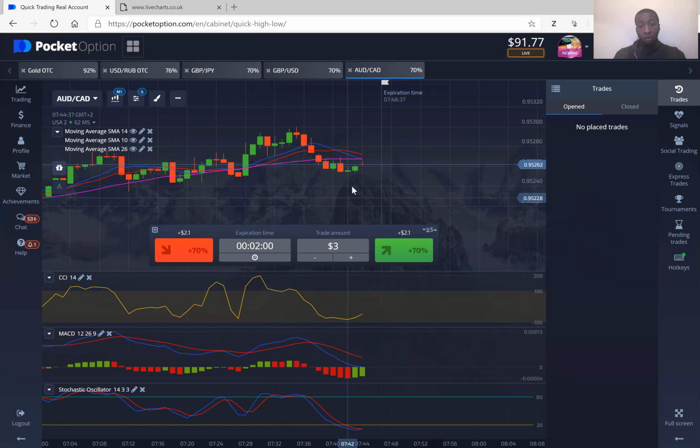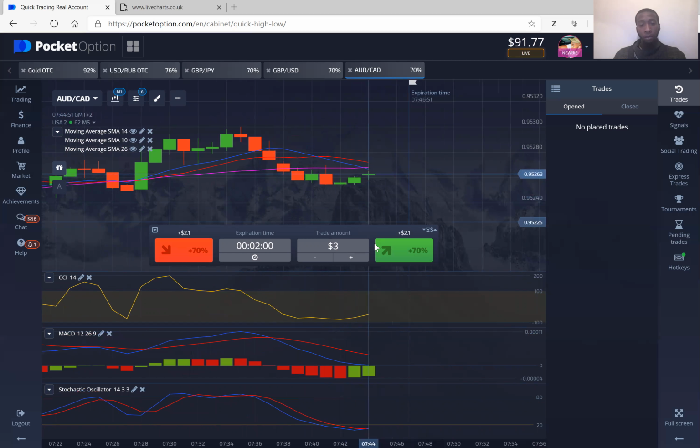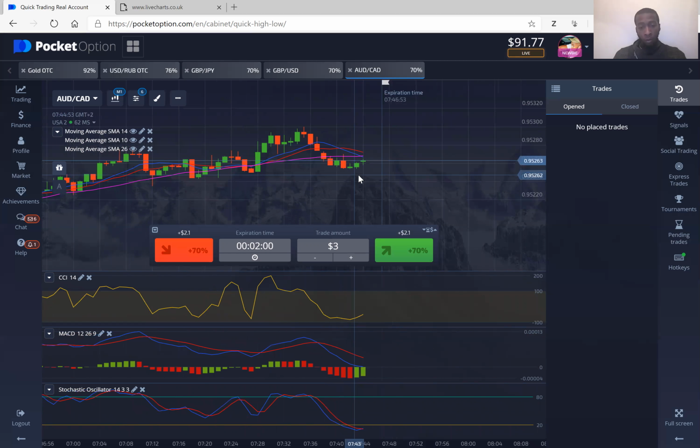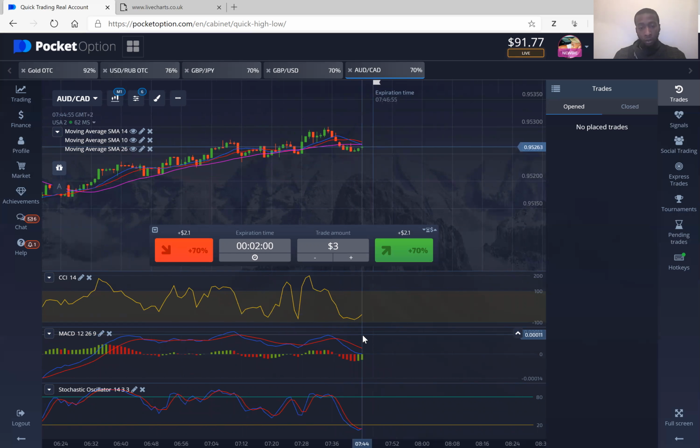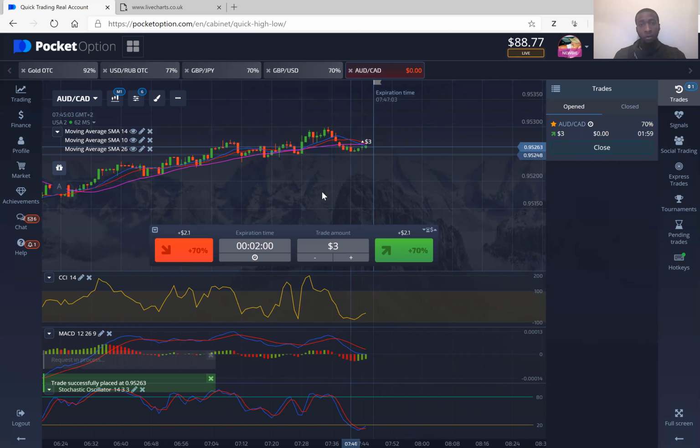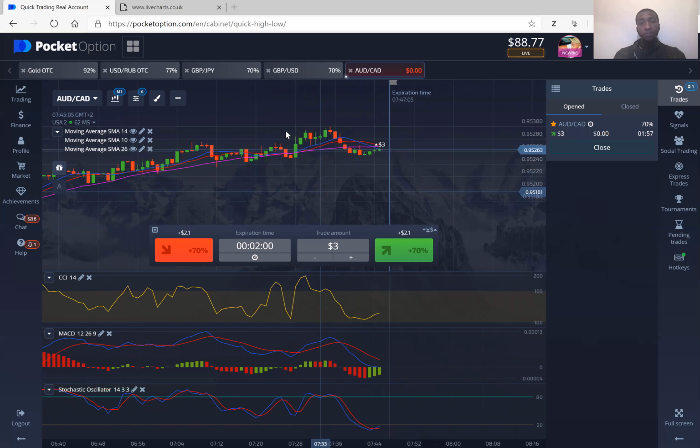Right now we are at a line of support. It does look like we're on the line of support on the CCI and on the stochastic. We're actually below support, so it looks like we might could buy up. I want these to cross. Once they cross, I'll get into the next candle. They crossed, I'm gonna get into this candle and let's see what happens.